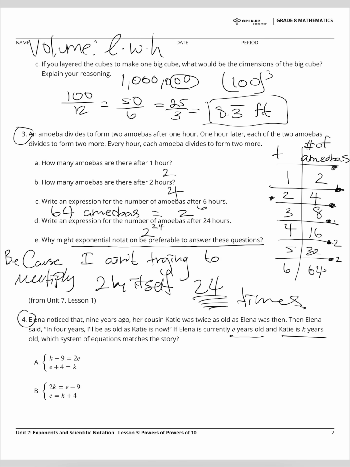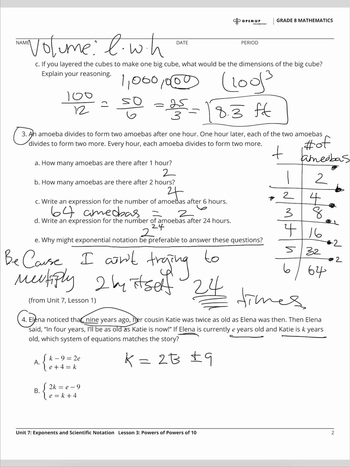Elena is E years old and Katie is K years old. 9 years ago, her cousin Katie was twice as old as Elena was back then. This makes me think Katie was, right? The was makes me think equals twice as old as Elena, 2e, back then, 9 years ago. I'm going to put a plus or minus 9.